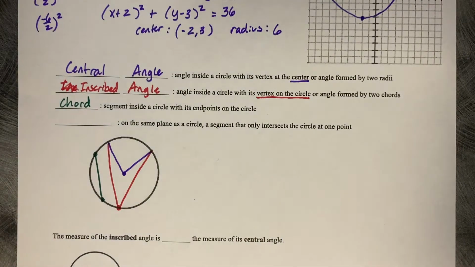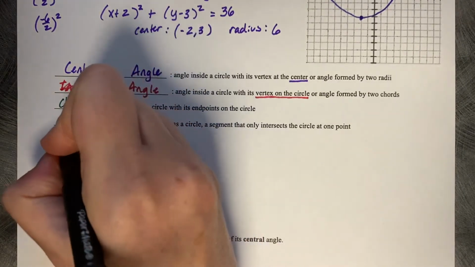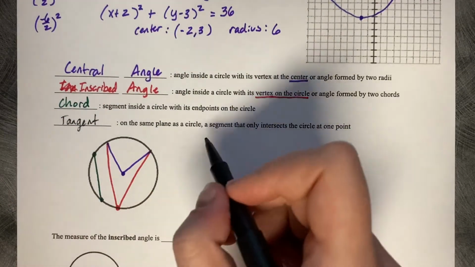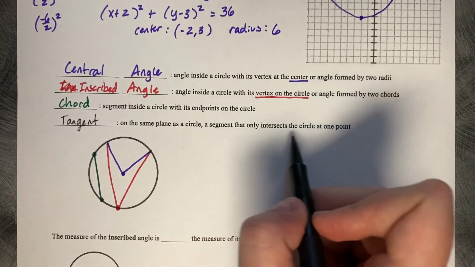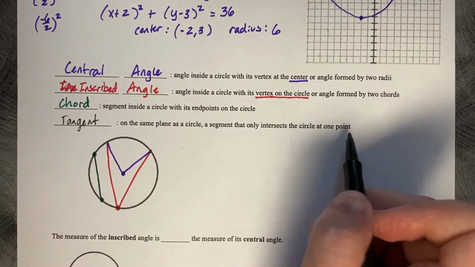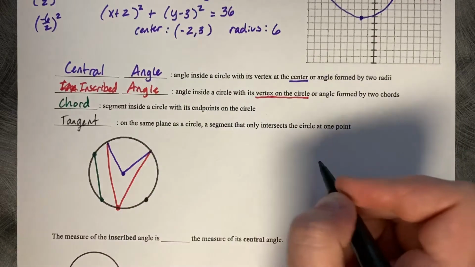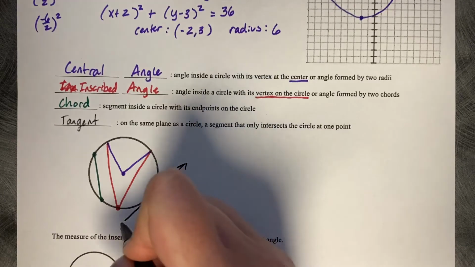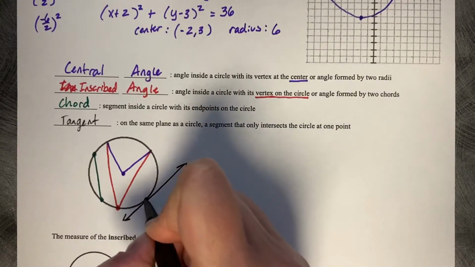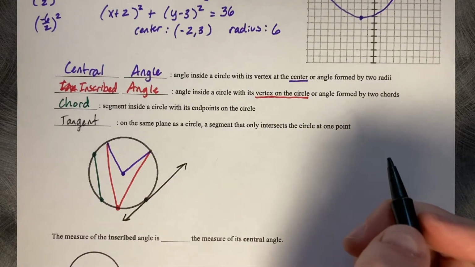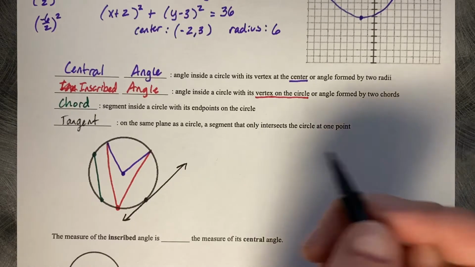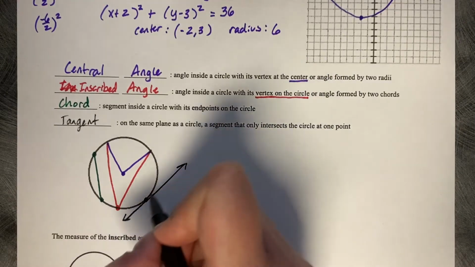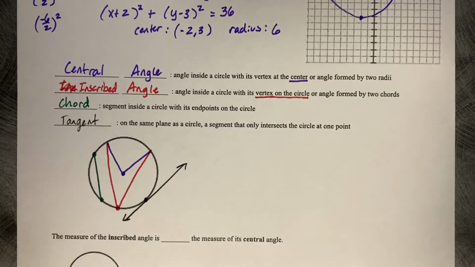And finally, our last vocabulary word is called a tangent. A tangent is on the same plane as a circle, and it's a segment that only intersects the circle at one point. So for example, if I draw one point right there, a segment touches that circle at exactly one point. It's not touching it at multiple points, it's only touching it at one. So this is a point of tangency, and this line is tangent to the circle.